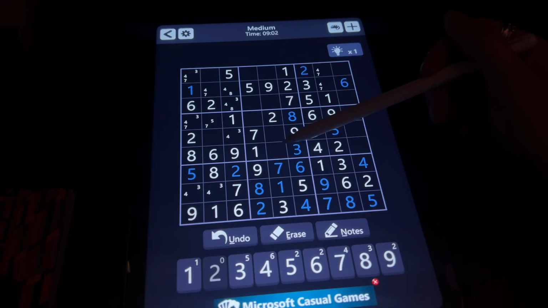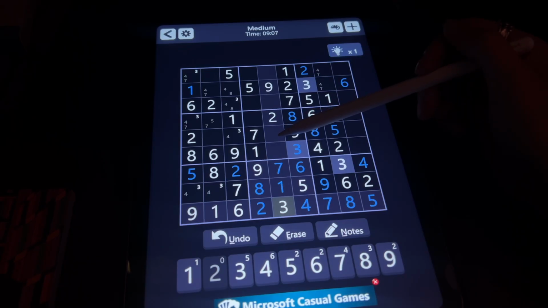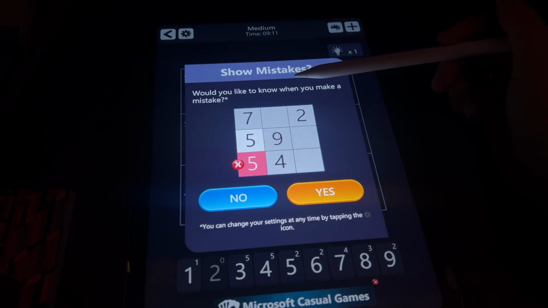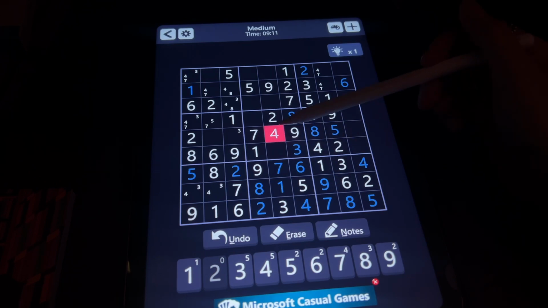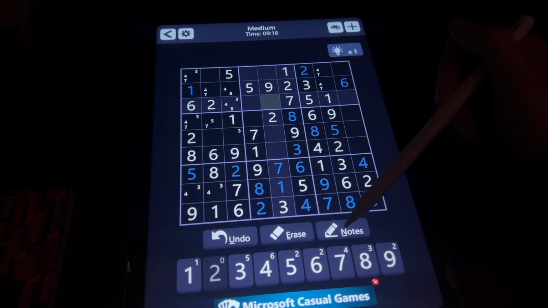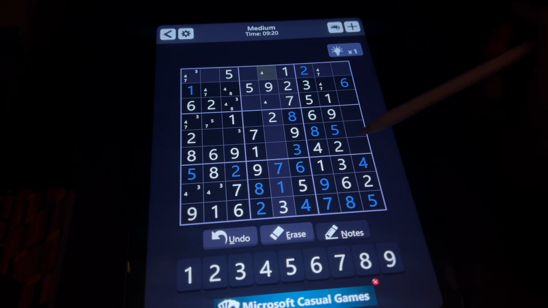Okay, this 1, 2. Always need a 4, man. 4, but it can't go in that row, so it has to be there. Oh, I got it wrong. I didn't stop and think for a second because the 4s can also go here. Okay.